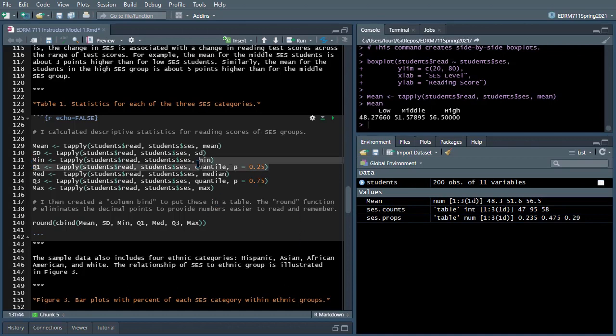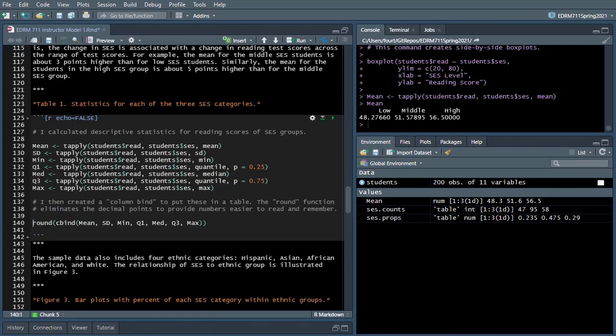First quartile, let's take a look at that function. That function is the quantile function. And the quantile function, we tell which quantile, and that is we want the one that is the 25th. So we put P of 0.25. We want 25% of the area, or a proportion of 25 below this quantile. Then we have median, third quartile, and maximum. Then when I'm done with all that, I C-bind them together.